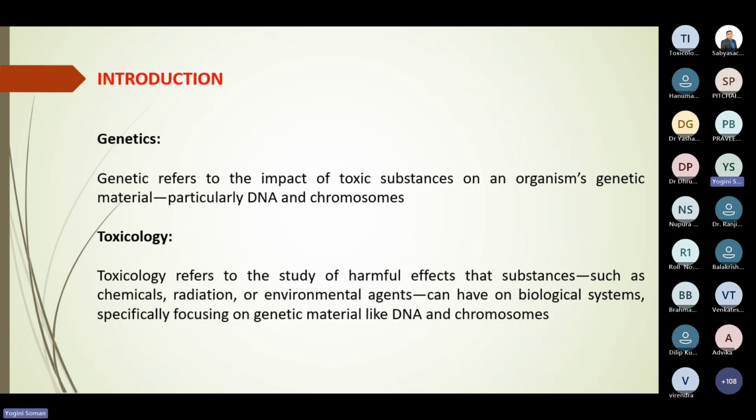The first term is genetic, which refers to DNA and chromosomes. Genetic refers to the impact of toxic substances on organisms' genetic material, particularly the DNA and the chromosomes. And the second term is toxicology, which refers to the study of harmful effects of substances such as chemicals, radiation, or other environmental agents. We have to study those effects on biological systems, and particularly we have to focus on the genetic material such as DNA and the chromosomes again.